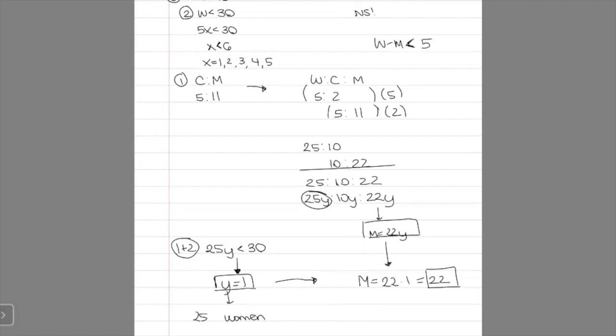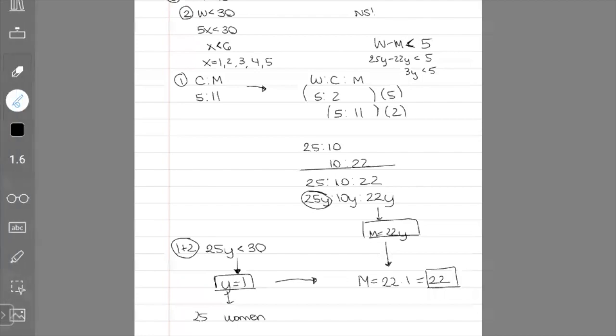And again, if you use the same kind of information, we know that the women are 25Y, the men are 22Y. So basically we'd be saying that 3Y is less than 5. And it's the same kind of concept. So Y has to be at least 1 or any other positive integer, but the only one that could work is 1 again. So you keep on getting the same result, just in a different way.